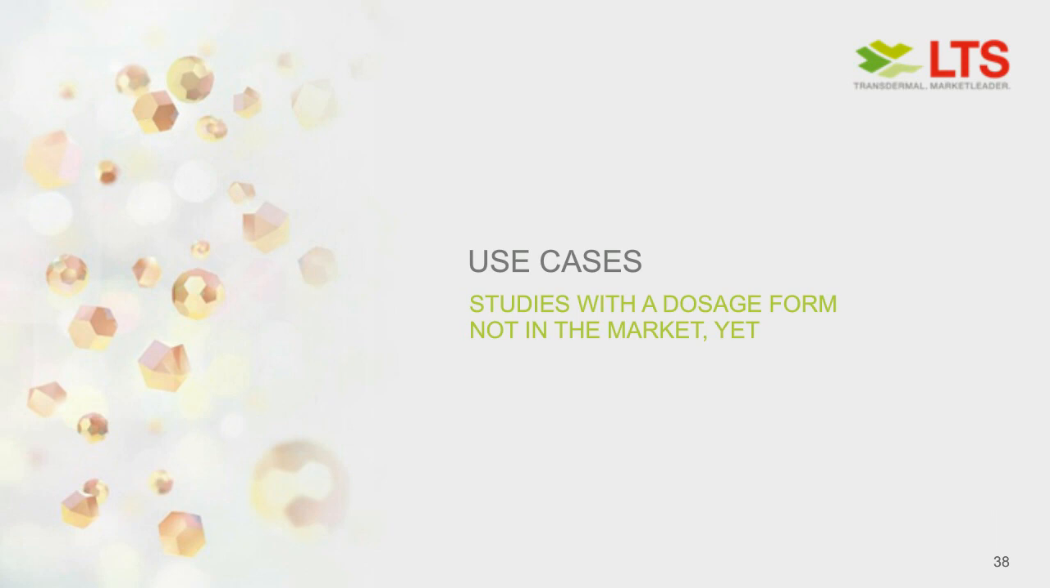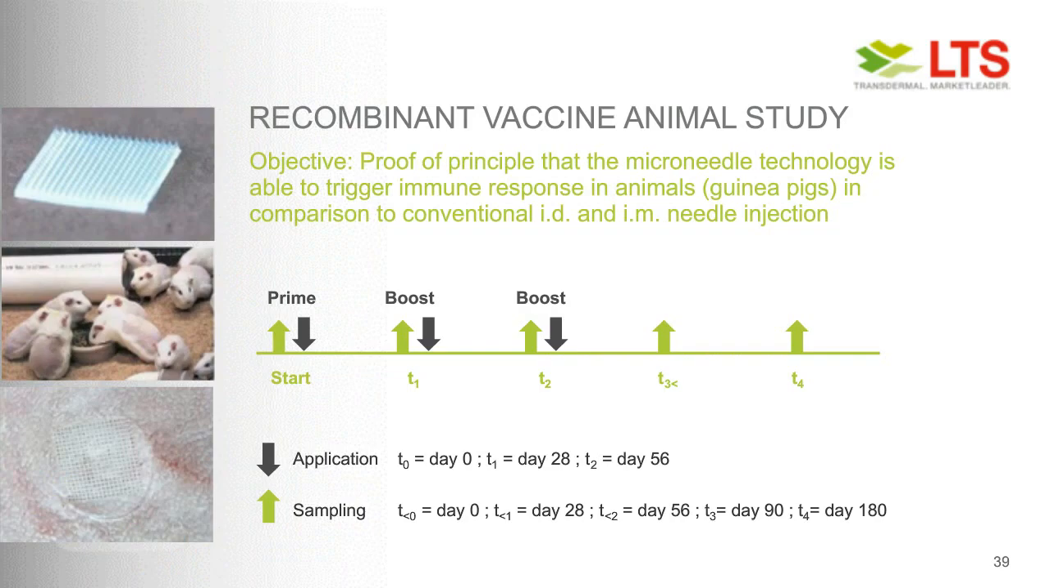I have 2 use cases left, and the first one is a recombinant vaccine animal study, a proof of principle study where we wanted to compare a conventional intradermal or intramuscular injection against our microneedle system. I can disclose the vaccine. It's hepatitis B surface antigen, which we used here in guinea pigs. And we had a prime boost system, where we took samples, primed, took samples, boosted, took samples, boosted, and did further sampling times.